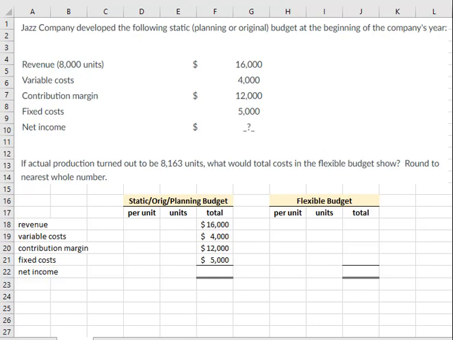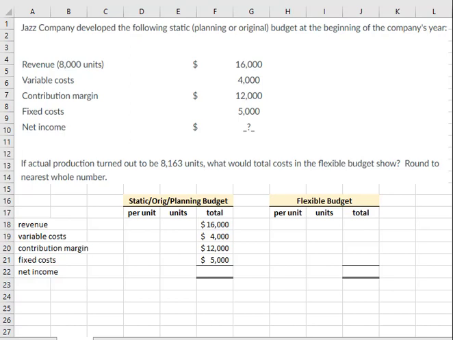Hey everyone, I wanted to go over this problem, and this problem requires that you have command over both the budgeting chapter and the flexible budgeting chapter. Why is that? Because the first thing we have to do is go back to the original ingredients that led to the planning budget that they gave you, or the original budget or the static budget, and then use those ingredients to create the flexible budget.